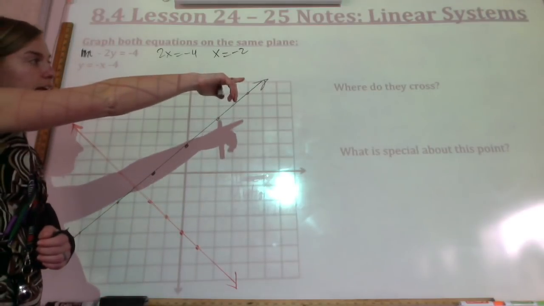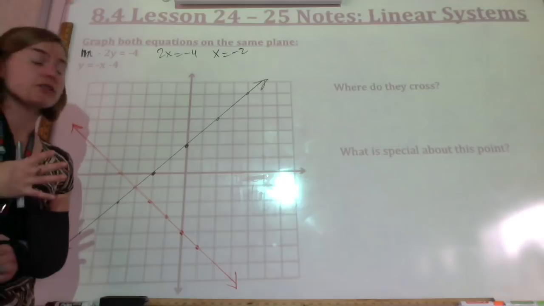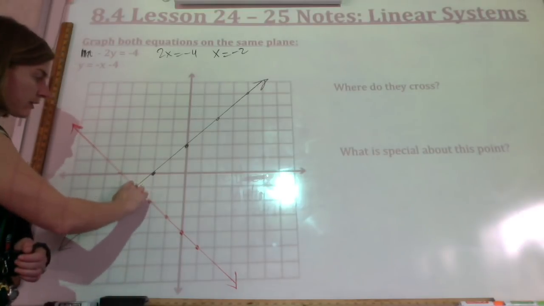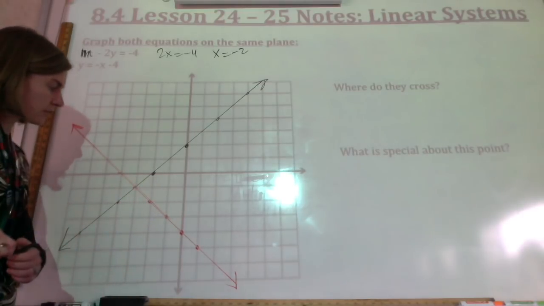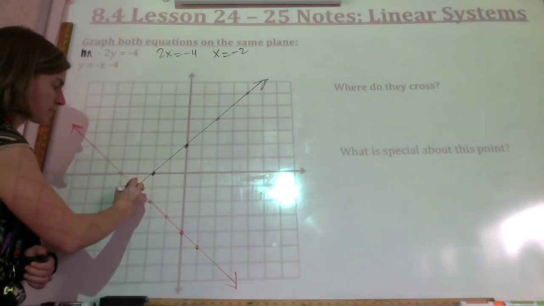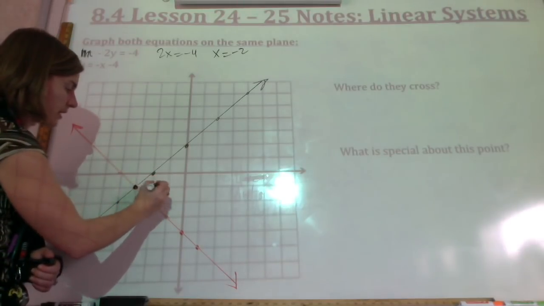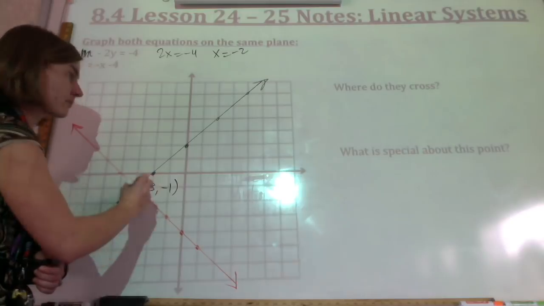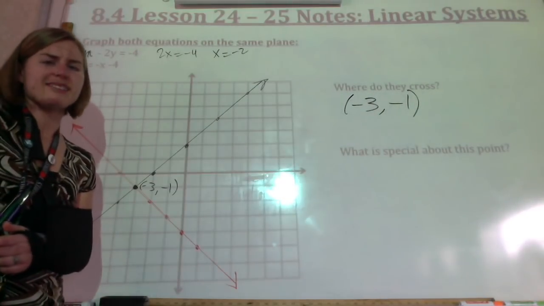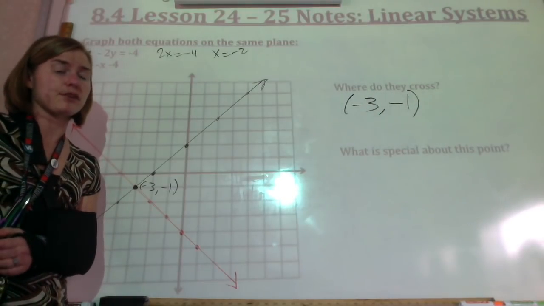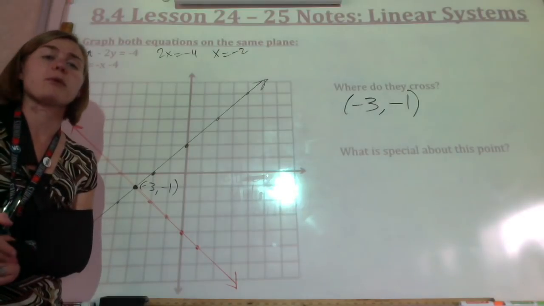So next it asks us, where do they cross? At what point do they cross? Well, they cross right here in the middle. So we have a crossing point right here at -3, -1. But why does that matter? Why would we care that they cross at -3, -1? What would be so special about that point?